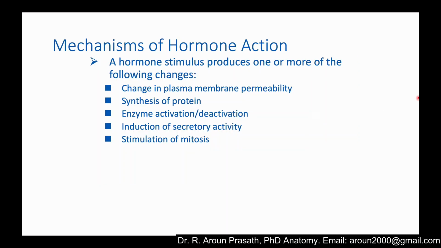I will show you. So coming to the mechanism of hormone action, hormone action occurs by a change in plasma membrane permeability. The permeability of the cell membrane will change and the action of the hormone will take place. Then synthesis of proteins takes place for the hormonal action. Then enzyme activation and deactivation also control the hormonal action. Then induction of secretory activity by various types of stimulation. Then stimulation of mitosis. Mitosis is the multiplication of cells, isn't it? So the growth hormone will stimulate mitotic activity.